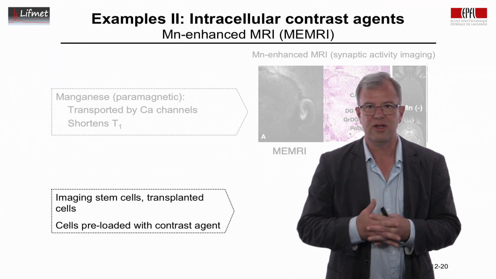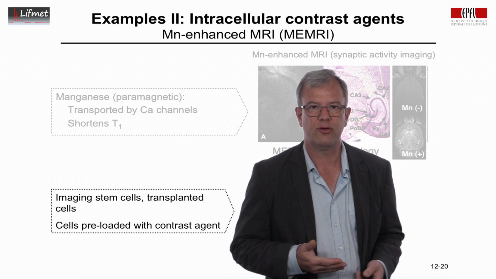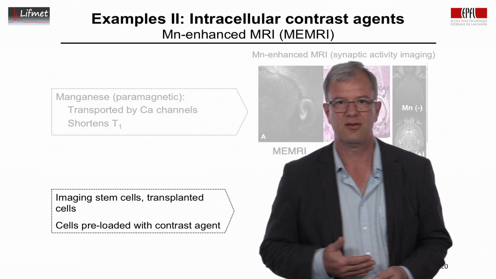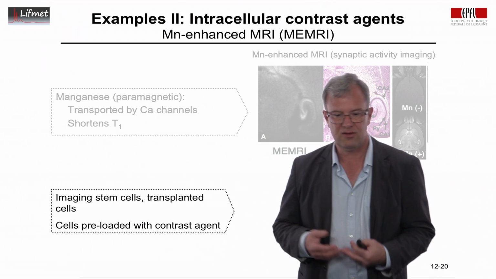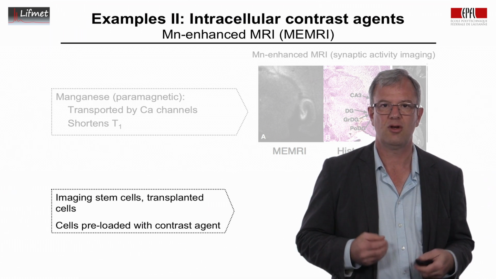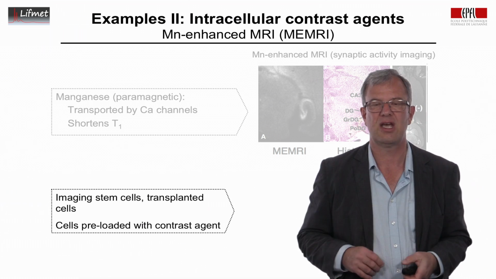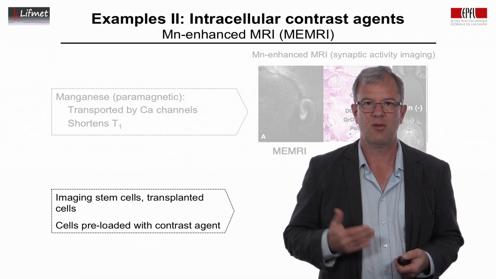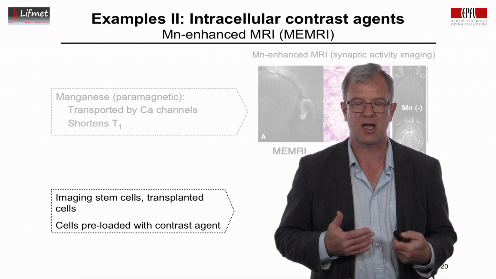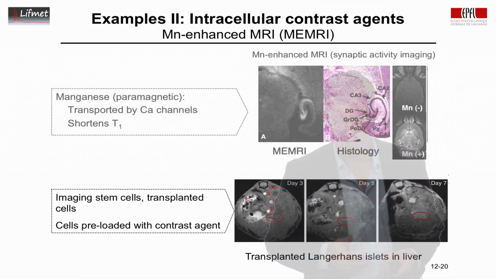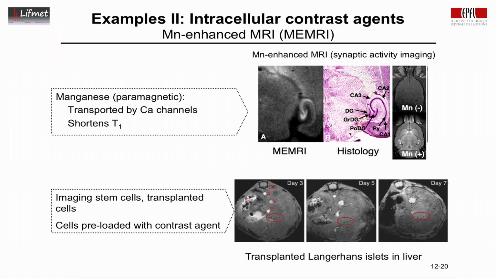Now, another thing for intracellular contrast that I want to mention is the imaging of transplanted cells or stem cells. So what is done here is, for example, that the cells that are injected are preloaded with contrast agent. So within them, they contain the contrast agent. And then one looks at the change in MRI signal as the cells are being injected and then migrate within the body. And this is an example of transplanted Langerhans cells in the liver.